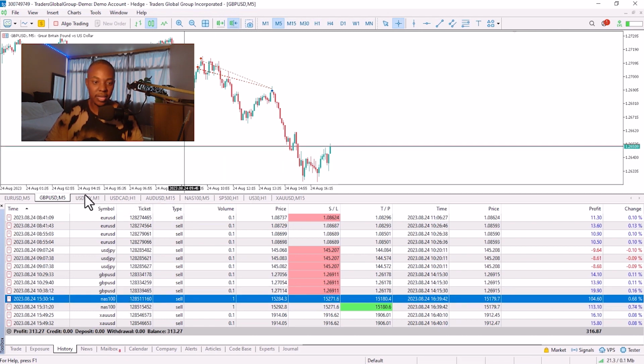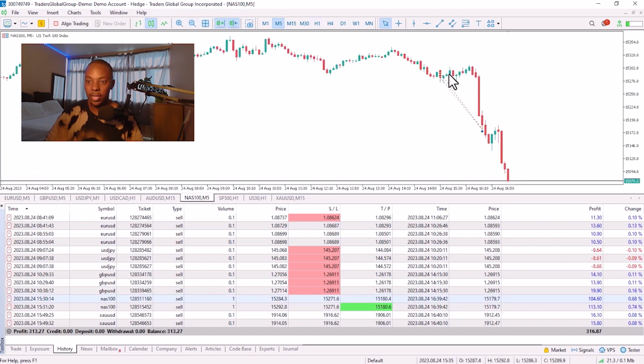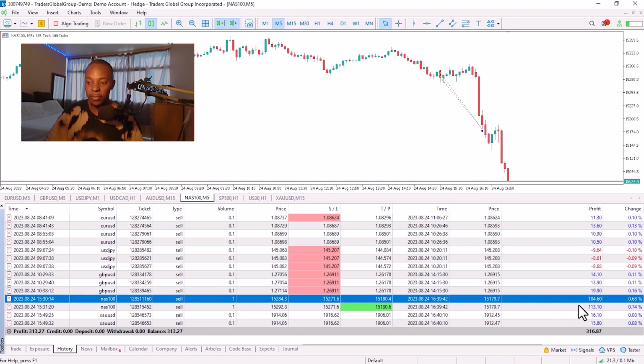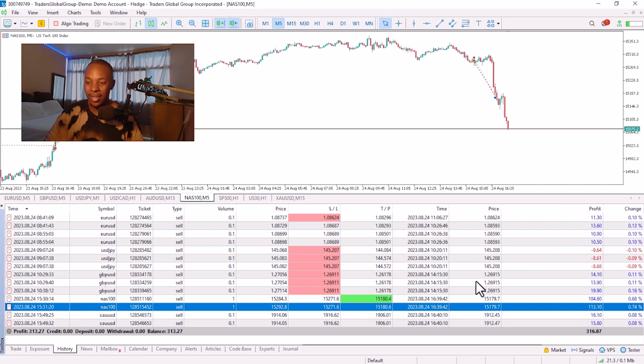Let me go to NAS. I took those sells up there, and then went all the way in profits. As you can see, I closed with $104, $113. So that was the biggest trade for the day.